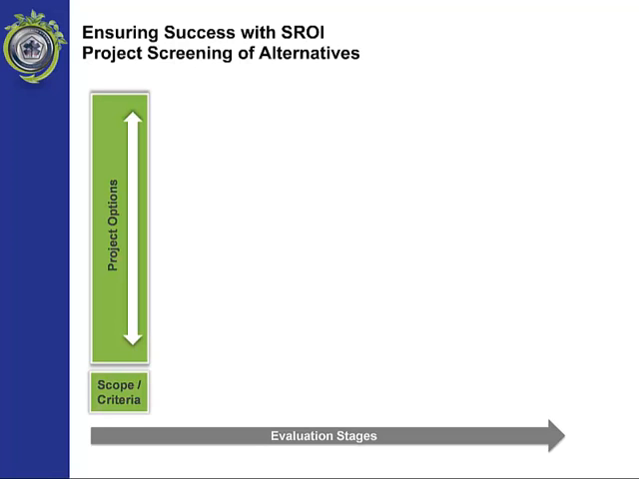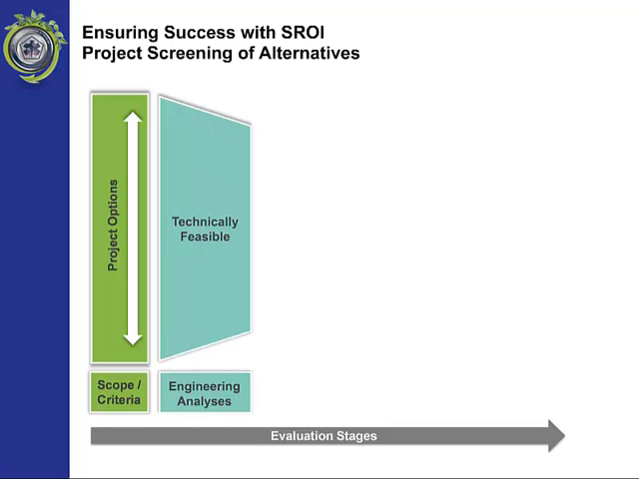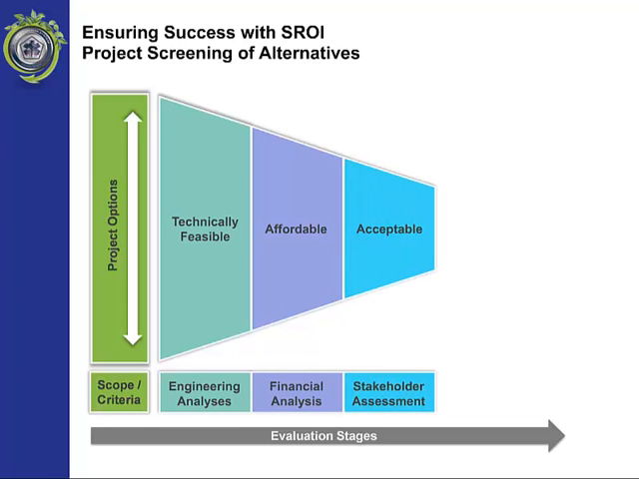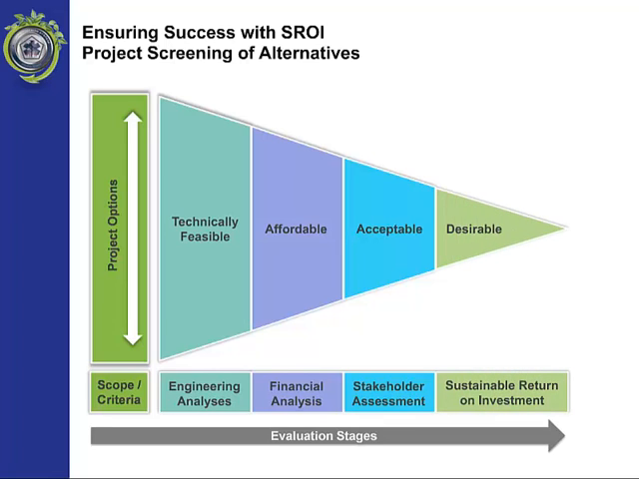The first stage of the screening process is to determine which options are technically feasible. The second stage is to identify alternatives that are affordable. The third stage is to determine which of the remaining options are acceptable to the various stakeholders. The fourth and final stage in the process is to perform a complete SROI analysis on the final list of reasonable alternatives. This will determine the optimal solution from society's perspective and the overall impact to society as a whole.